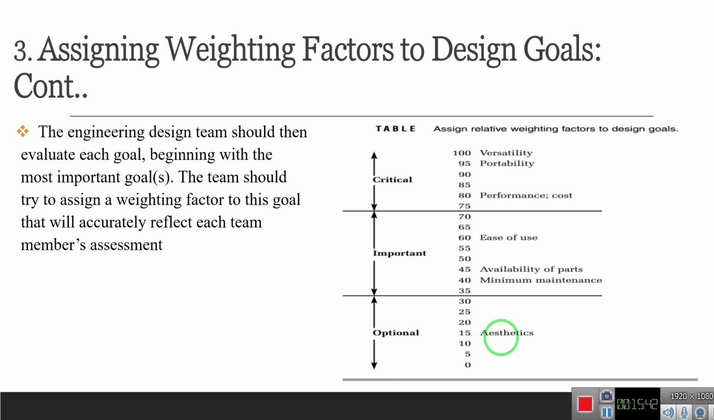So not important, that one. It should not be that much good in shape or good in looking. No problem, that is optional. Last option, that one. So like this, we have to keep the goals inside these weighting factors.